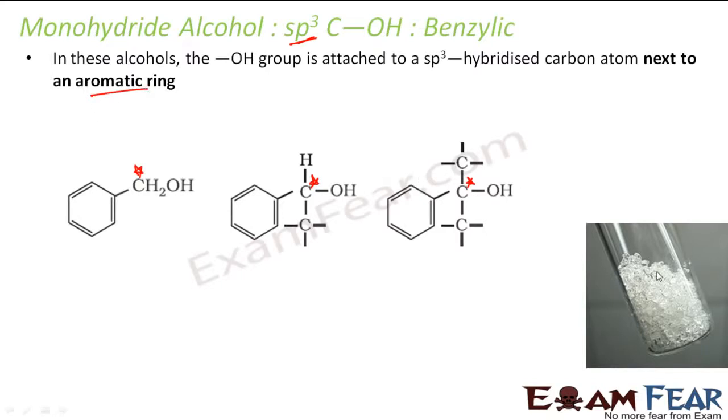And they are also generally solids. Here also you can classify by first degree. This carbon is attached to only one carbon, so this is 1 degree. This carbon is attached to two carbons, so it's 2 degree. This carbon is attached to 1, 2 and 3 carbons, so it is 3 degree.